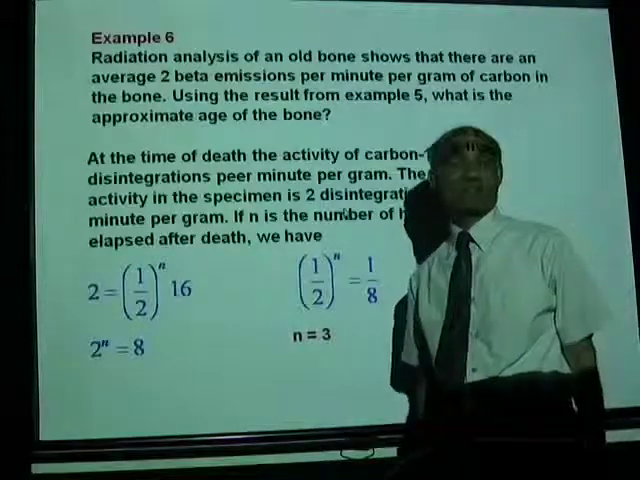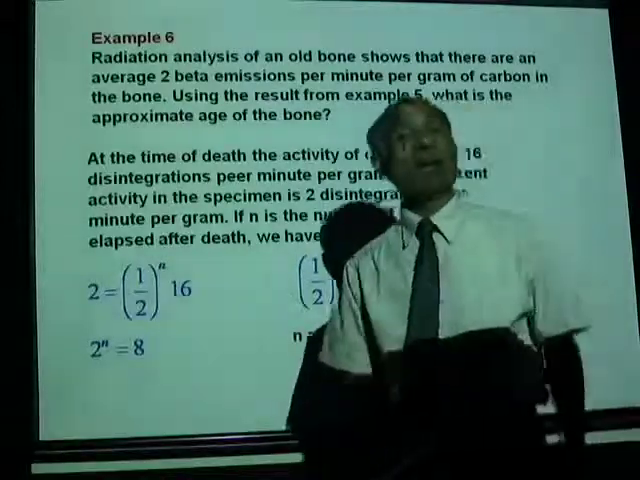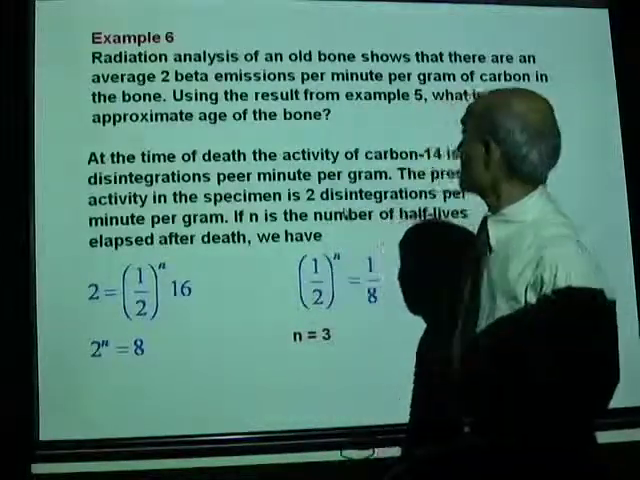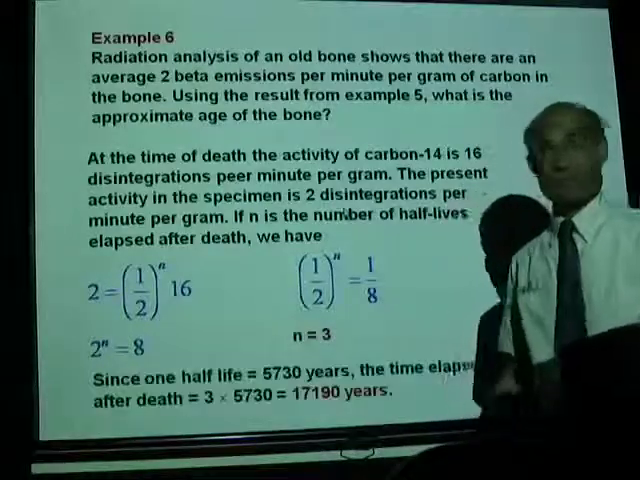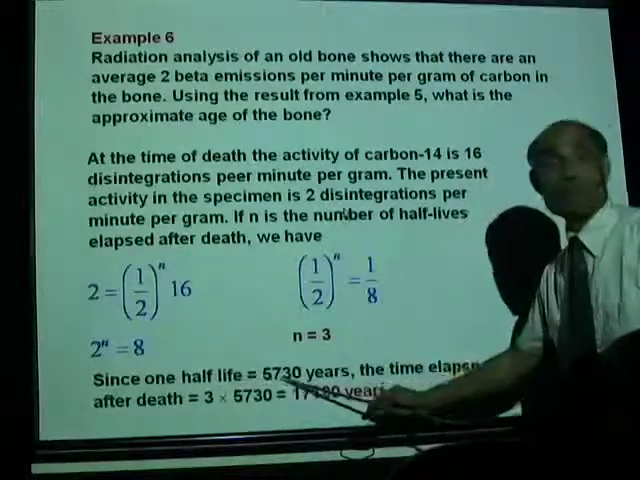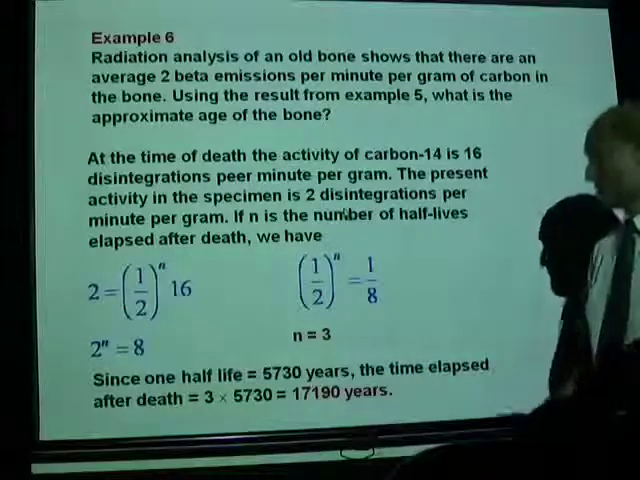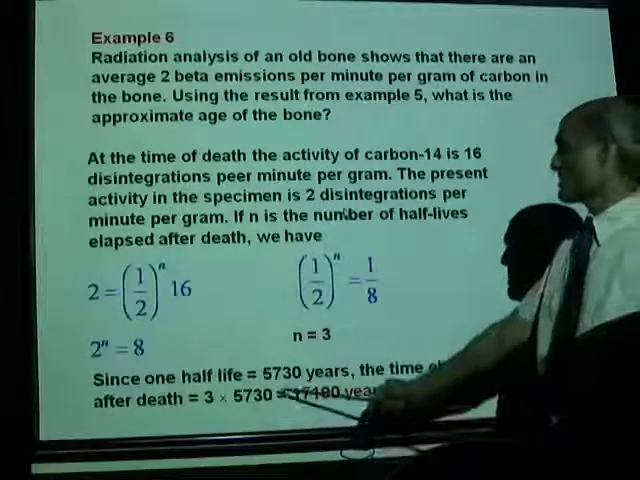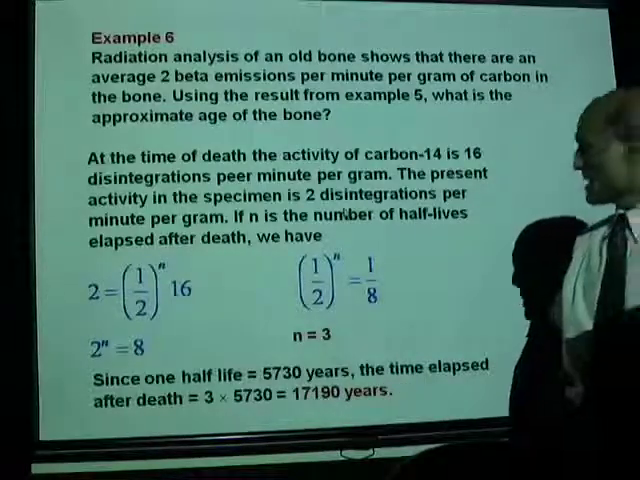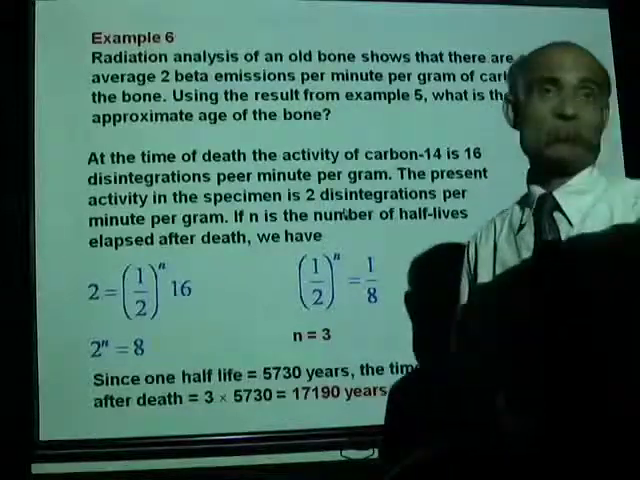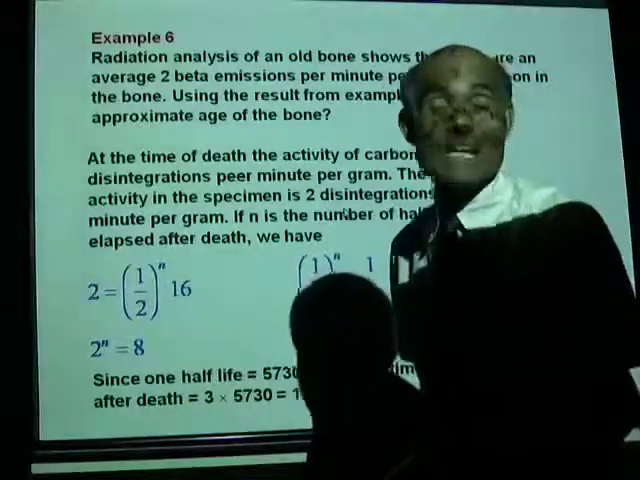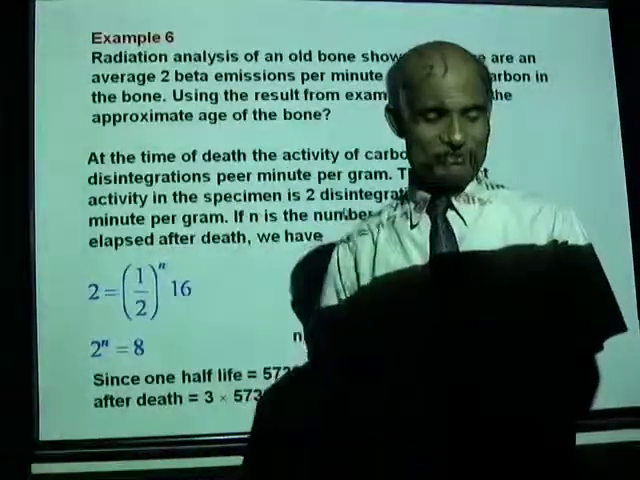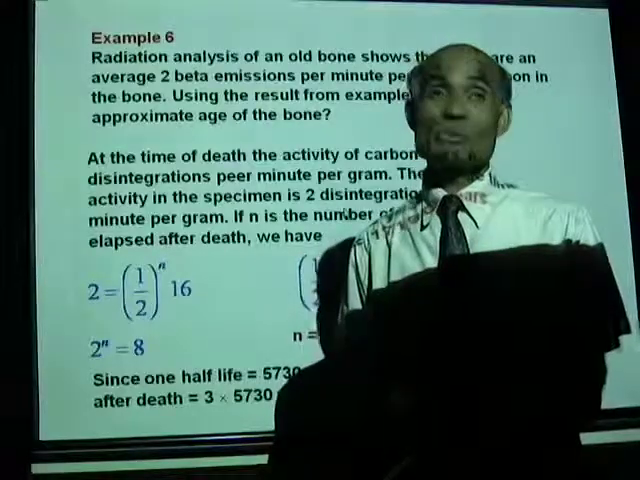n equal to 3. So the number of half-lives elapsed is 3, and each half-life is 5,730 years. Is that right? So, since one half-life is 5,730 years, the time elapsed after death is 3 times 5,730, which is 17,190 years. You can see how easily we can actually judge the age of things that died a very, very long time ago, and it is very accurate.